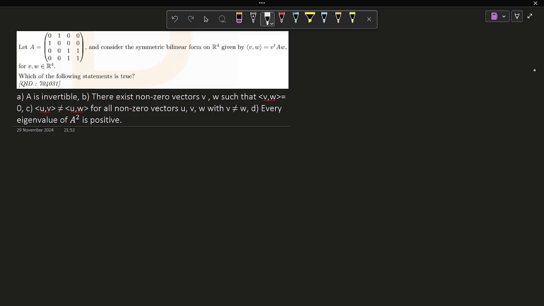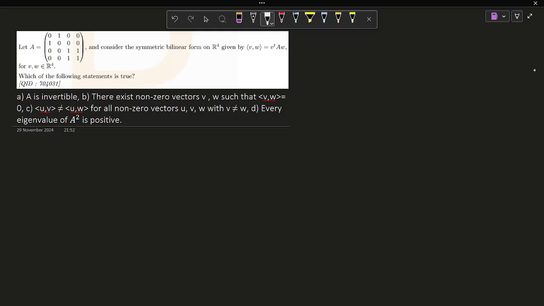So this question is from that paper, and the question is about linear algebra. Let A be a 4 cross 4 matrix, 0 1 0 0, 1 0 0 0, 0 0 1 1, and 0 0 1 1. Consider the symmetric bilinear form on R to the power 4 given by this.